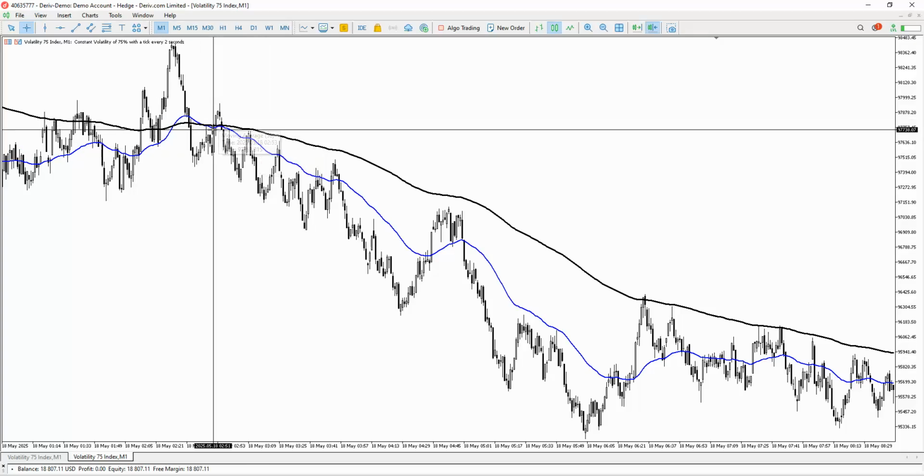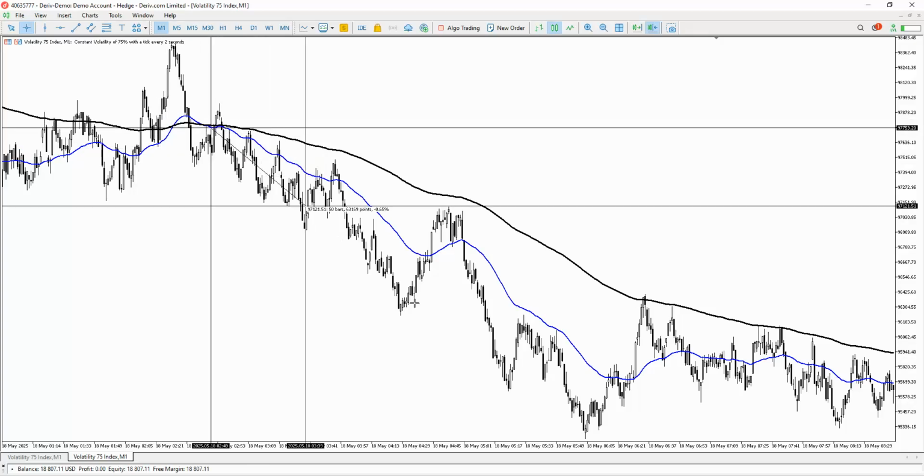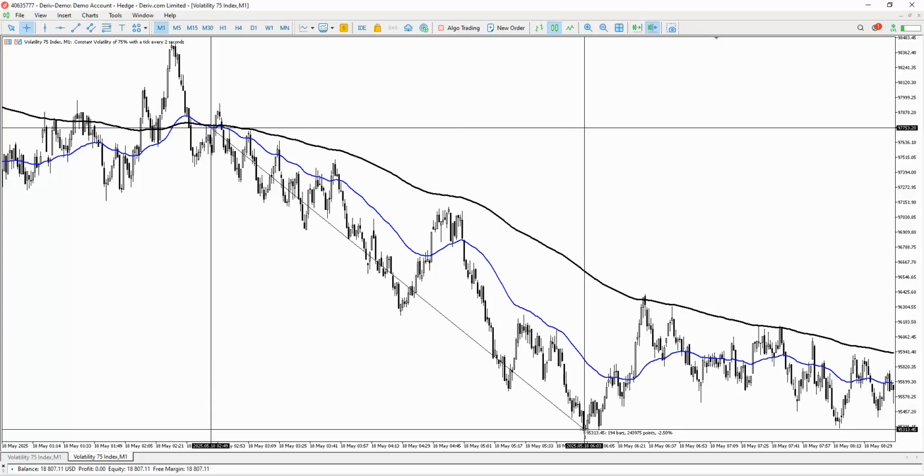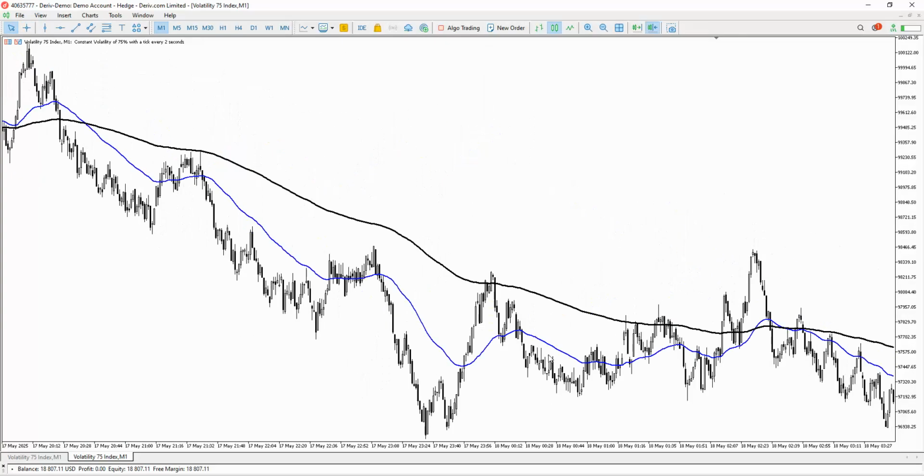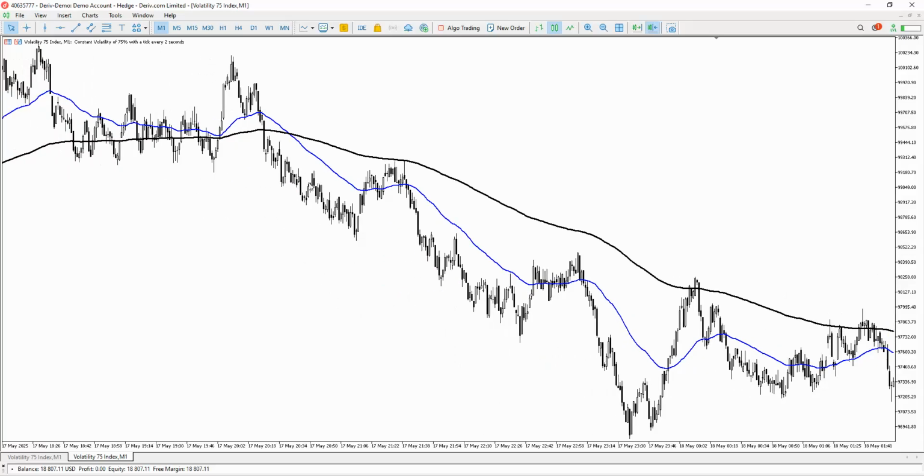You can also see this again, bearish crossover, well over the 1000 pips that you are looking for. Look at it again, bearish crossover, well over the 1000 pips.